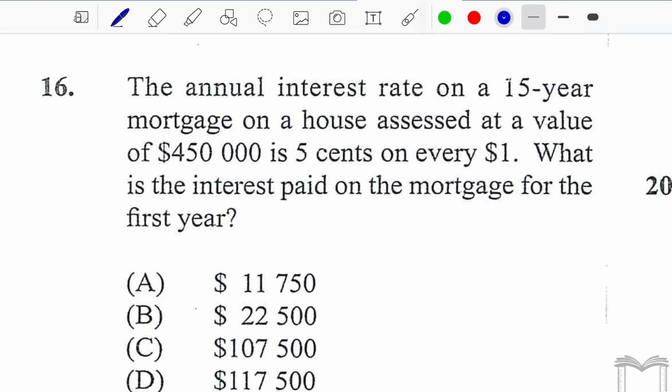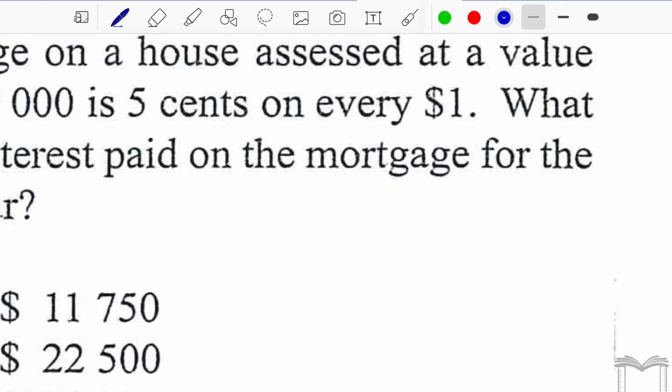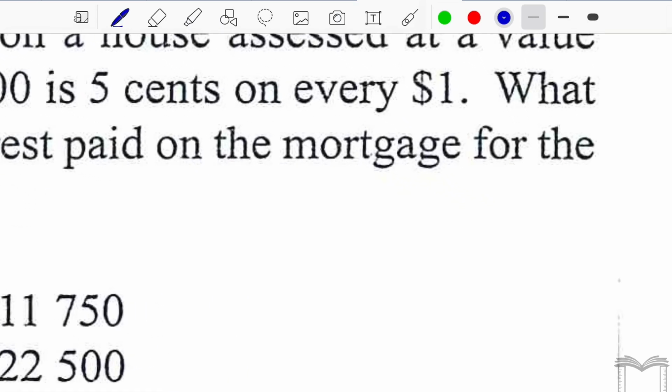Number 16. The annual interest rate on a 15-year mortgage on a house assessed at a value of $450,000 is 5 cents on every $1. What is the interest paid on the mortgage for the first year? So 5 cents on every dollar. Let's make that into a percent. So 5 cents is 5 out of 100, because a dollar is made up of 100 cents.